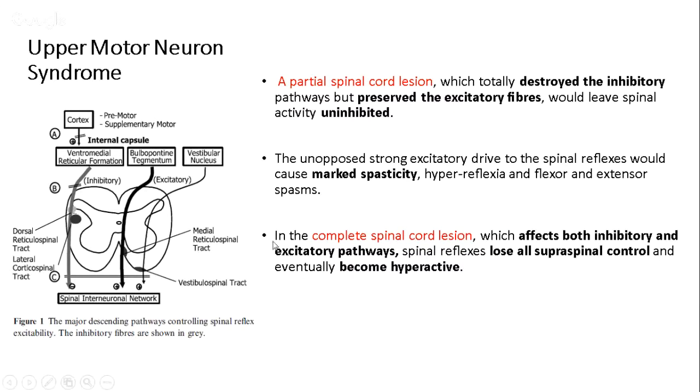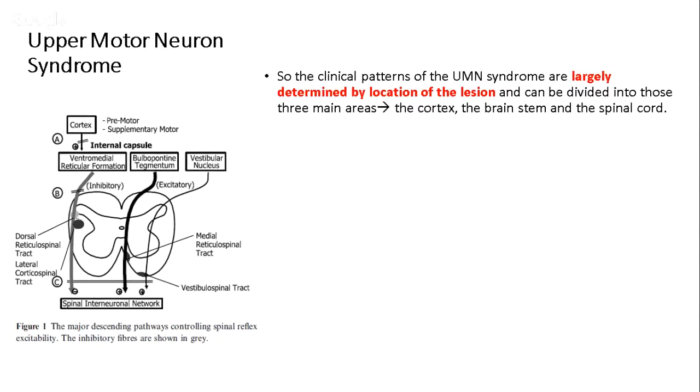Here they've discussed a little bit about why you find different things in different clinical settings. If you have a spinal cord lesion that's partial and destroys the inhibitory fibers but preserves the excitatory fibers, the spinal activity would be very hyperactive. But if you have a complete spinal cord lesion, that will affect both your inhibitory and excitatory fibers, and you lose all the supraspinal control. Also, all this hyperactivity depends upon where the location is. So you can find different types of lesions with different types of hyperactivity.